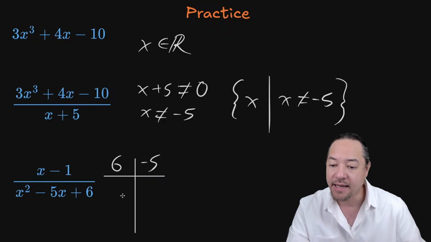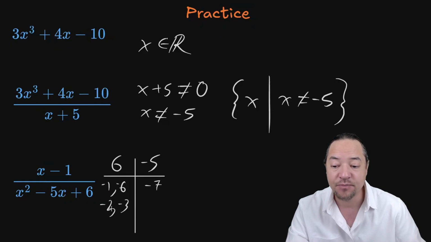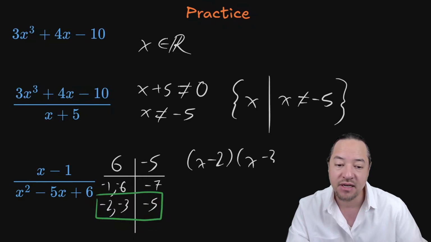Now, of course, we could have 1 and 6, but if I add these, I'll always get a positive number. And I want to get a negative number. So I have to look at the negative versions here. So negative 1 and negative 6, negative 2 and negative 3. Of course, negative 1 plus negative 6 is negative 7. Negative 2 plus negative 3 is negative 5. So this is going to be the one that we're looking for. So our factored form of the denominator will be x minus 2 times x minus 3.